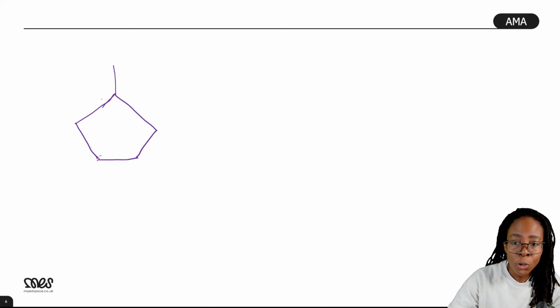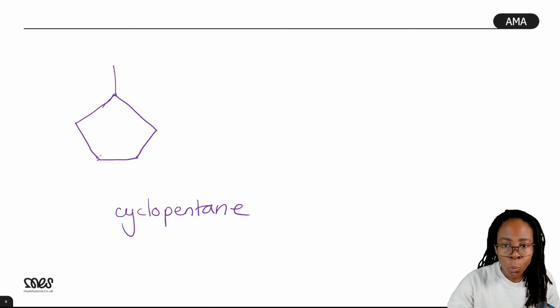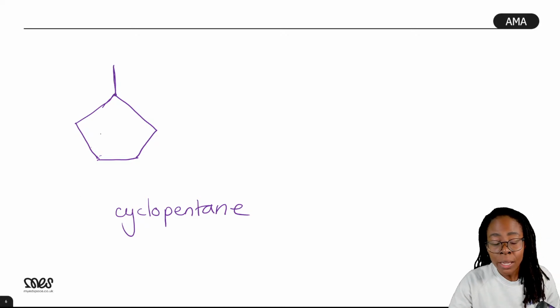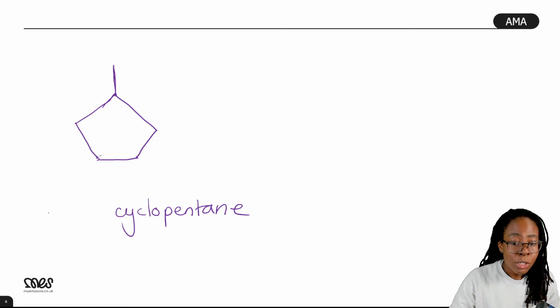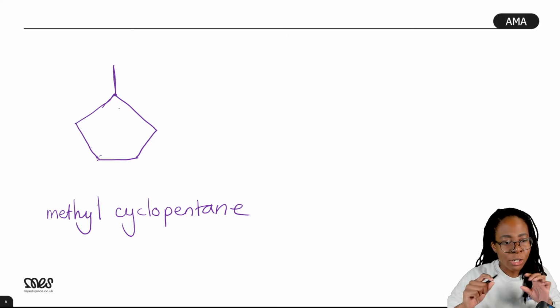So here, because we've got a 5-membered ring, this is going to be pent. So more specifically, we would just call this cyclopentane. Now, attached to one of these carbons, we have a 1-carbon branch, okay? 1 carbon is meth, and because it's a branch, that's yl, so this would be called methylcyclopentane.